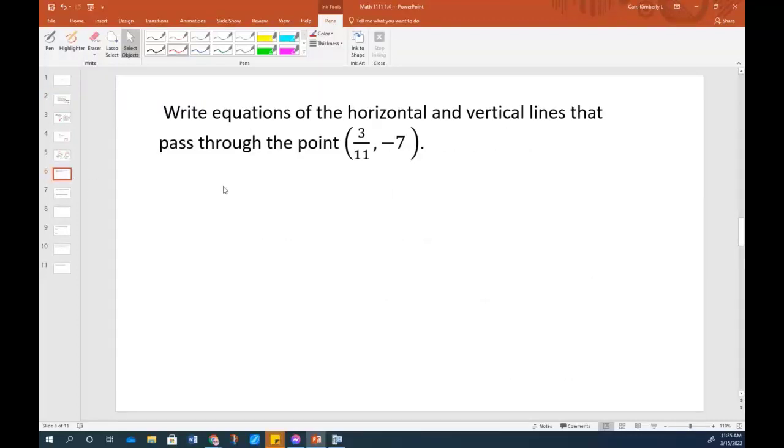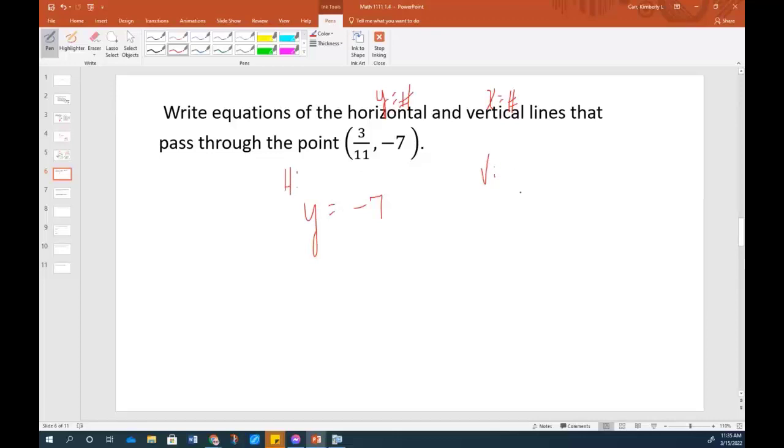So when I'm going to have the horizontal line, that is the y value, and the vertical line is the x value. So then I look at this point, and my horizontal line is y equals, now what is the y value of that number? -7. That one is my horizontal.